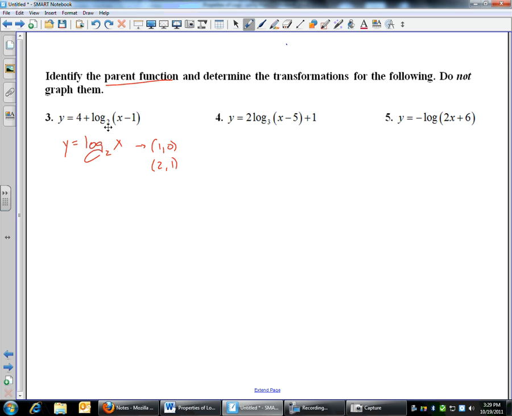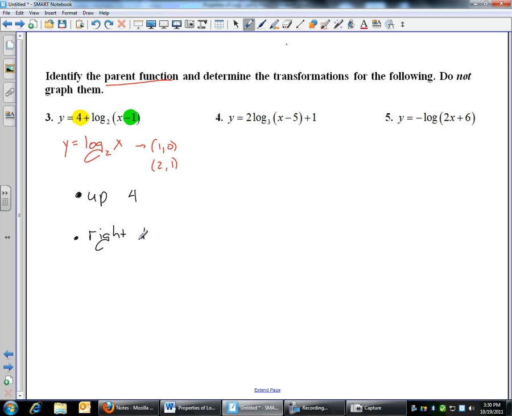Then I need to transform it, and I see 2 transformations. I'm looking at this, and I see a plus 4 on the outside, and then I see a minus 1 on the inside. Okay, so the minus 1 inside with the x affects the x coordinates, and that's going to be a shift to the right 1 unit. The plus 4 on the outside is going to be a shift up 4 units.